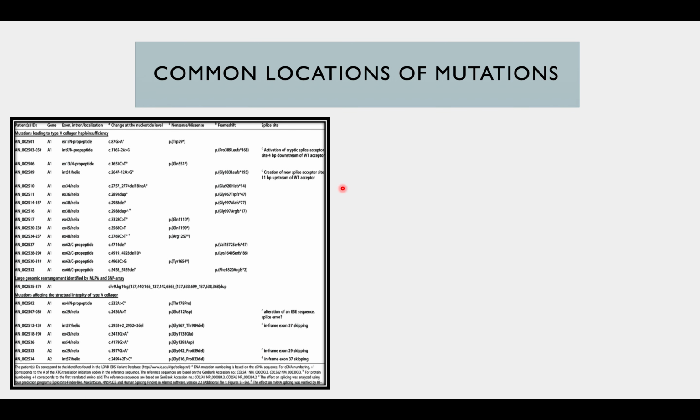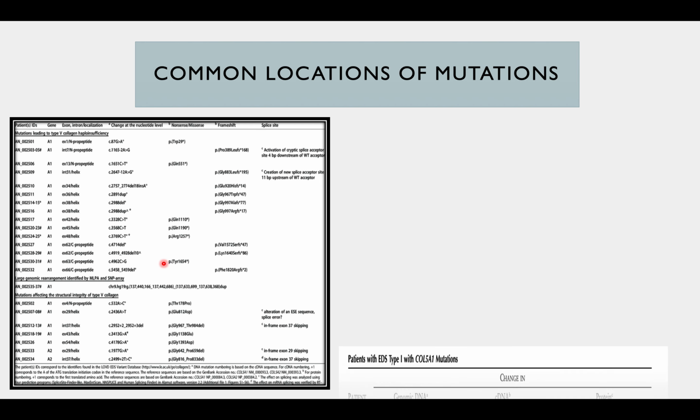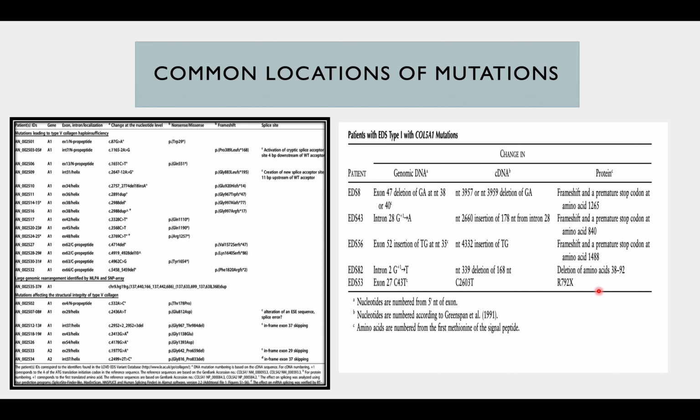This slide shows some common locations of mutations, and specifically the more common ones are nonsense mutations, causing type 5 collagen haploinsufficiency, which I'll talk about in the next slide. But I just wanted to show that this mutation that I noted previously, tyrosine 1654, is right here. And this is just another photo to show that premature stop codons at different amino acids is a major cause of type 5 collagen haploinsufficiency.